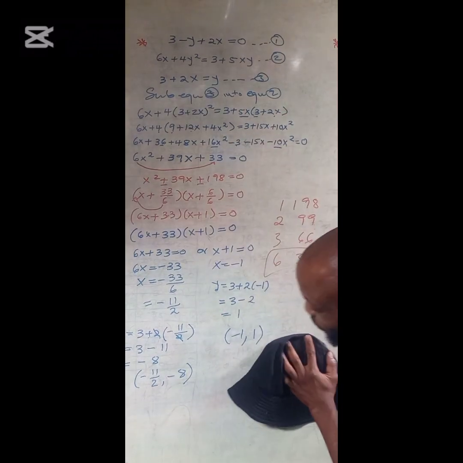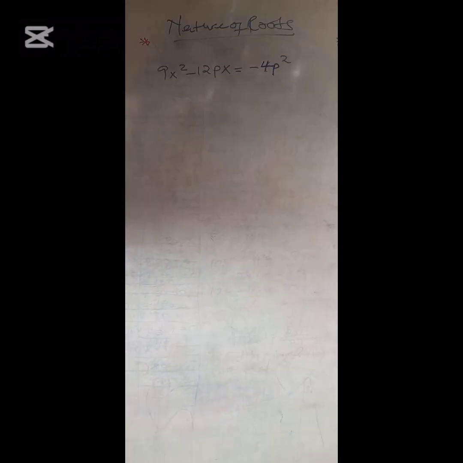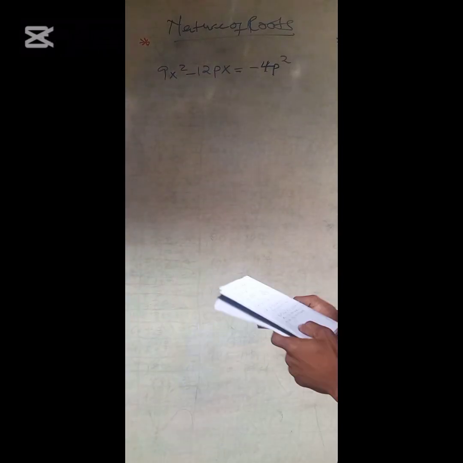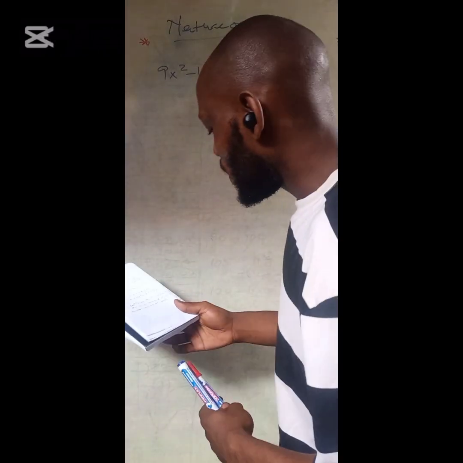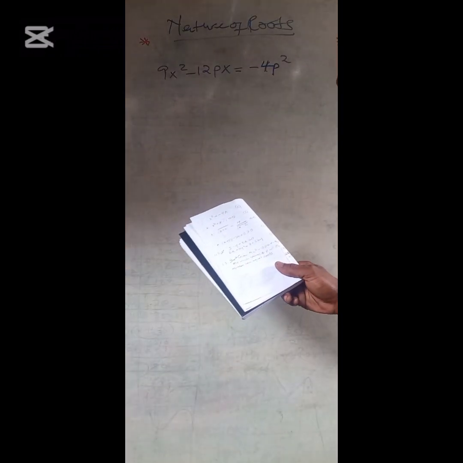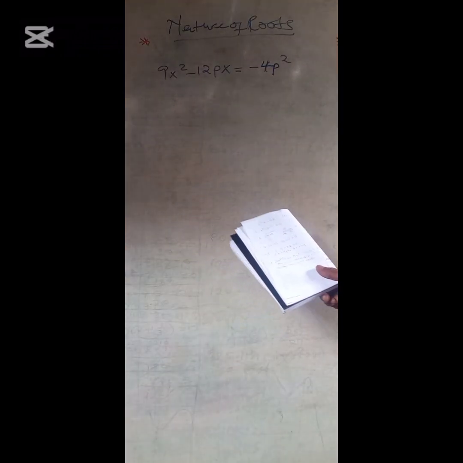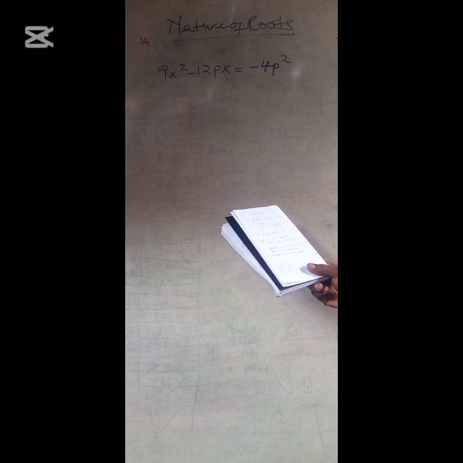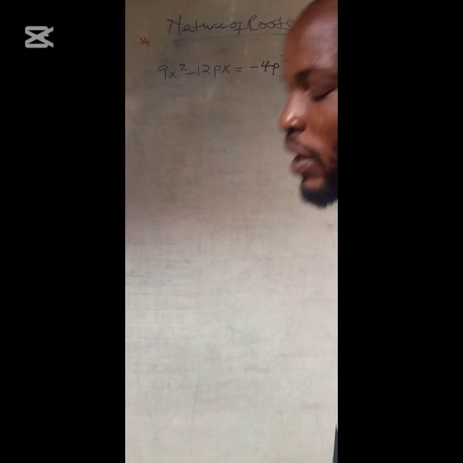Last question. Oh, wow. Last question, so that we can get the whole 24 marks, the whole 16%. So the last question is nature of roots. Okay, so guys, this one is on nature of roots. The question said, given 9x squared minus 12px is equal to minus 4p squared, for which values of p will the equation have equal roots?